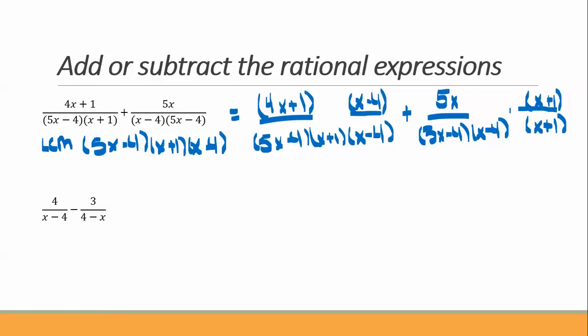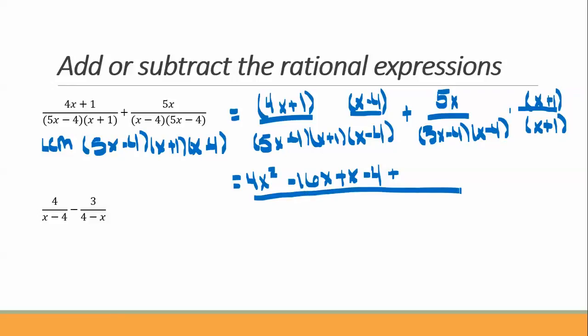Now we're going to actually do the multiplication. Remember, we have to multiply all four. We have to do 4 multiplications here because there's 2 distributive properties. So we have 4x squared minus 16x plus x minus 4 plus, since this is plus, we can put it all over one denominator right away.